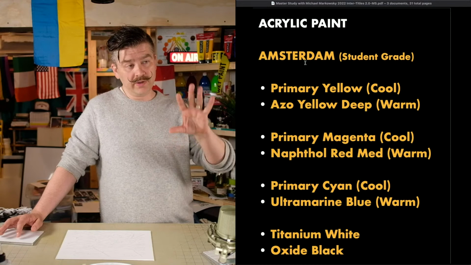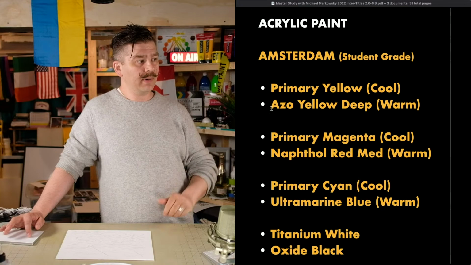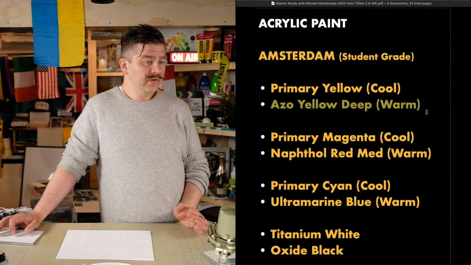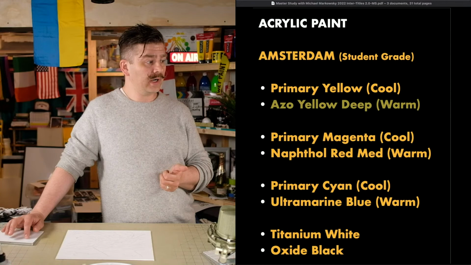Okay, so what we're going to be doing is using this. This is the brand of paint I use. I'm not sponsored or paid by them or anything, but I'm about to coat this painting with this Azo Yellow Deep by Amsterdam. This is a cheaper student grade of paint. You could certainly use lots of different brands. Let's just take a look at some other brands you could use.